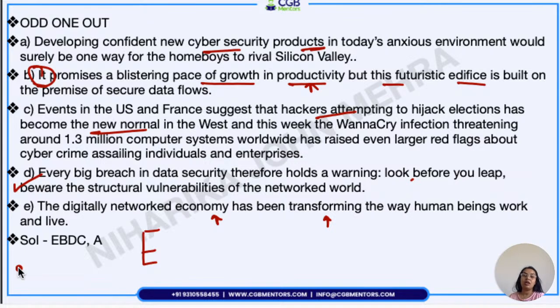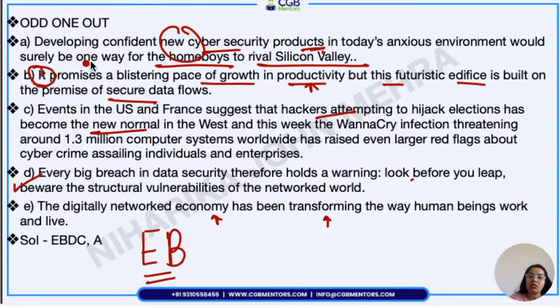Such an economy बदलाव ला रही है. It promises a blistering pace of growth in productivity. अभी भी positive है. But the futuristic edifice is built on if यहाँ पे security है कि नहीं. तो E और B बहुत ही पक्के pair थे. Definitely दोनों ही odd नहीं है. Now, my A sentence says developing confident new cybersecurity products would surely be one way for the homeboys to rival Silicon Valley. So आधा तो सही है, connected है, but why are we talking about the homeboys to rival Silicon Valley? क्या हो रहा है, this is out of the blue.